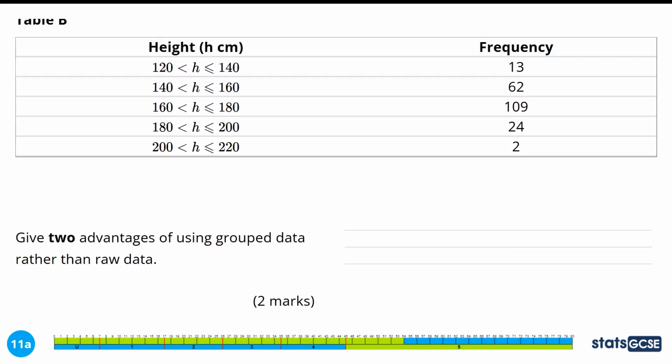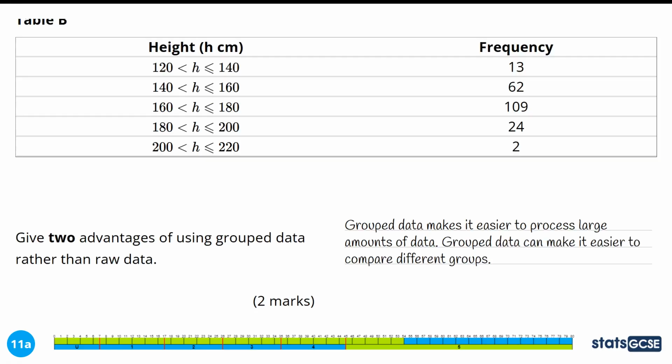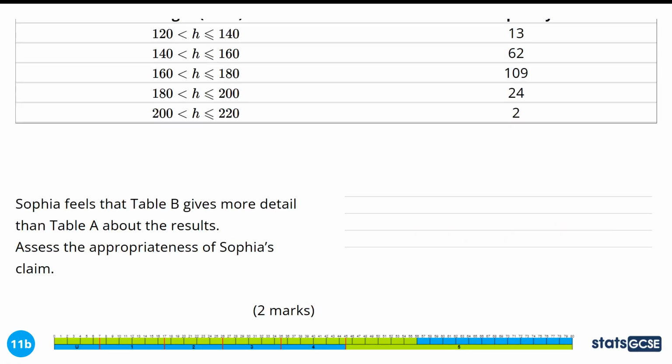Give two advantages of using grouped data rather than raw data. Grouped data makes it easier to process large amounts of data, and it can make it easier to compare different groups. Sophia feels that Table B gives more detail than Table A about the results.